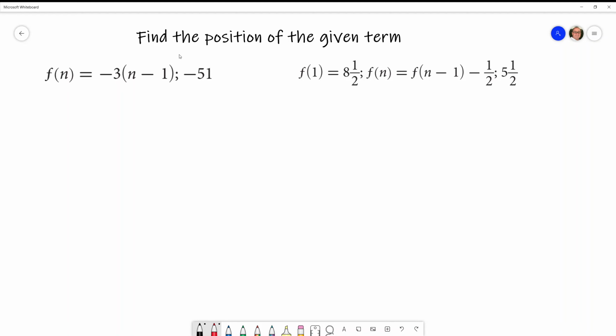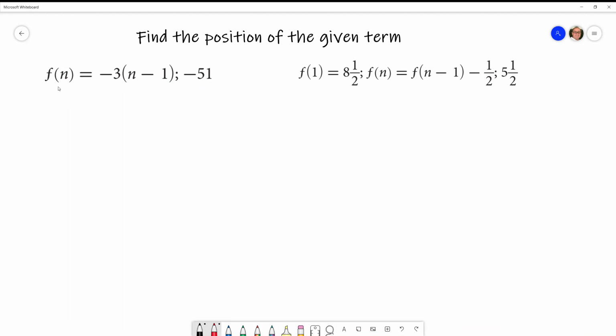All right, so let's take a look here. We have two different sequence rules, and it tells us to find the position of the given term. So in this case, they're not giving us the n and telling us to find the term. They're giving us the term and telling us to find the position. Where in the sequence is that term?